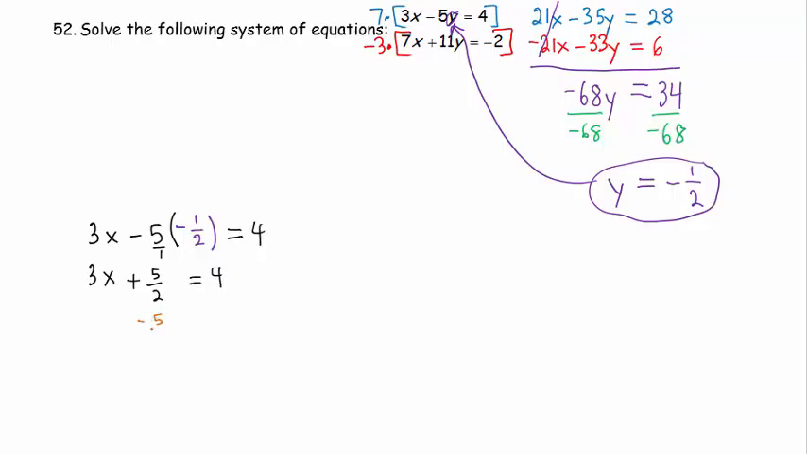We will subtract 5 halves from both sides in order to solve for x. Now 4 minus 5 halves, what is that? Well, 4 is the same as 8 halves, right? 8 divided by 2, that's 4. So I have 8 halves minus 5 halves, and that is 3 halves. So I have 3x equals 3 halves.